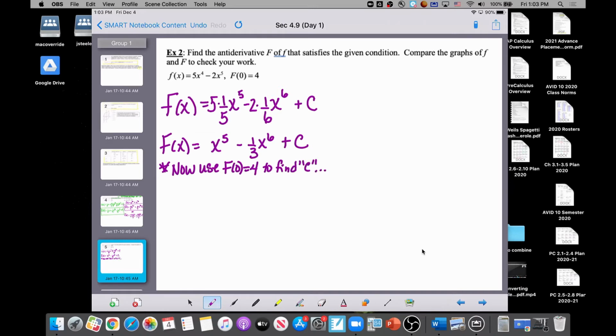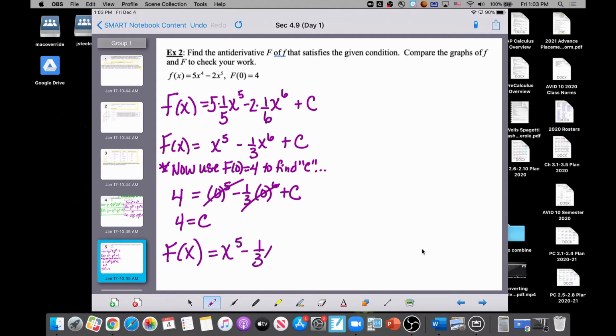To find our c value, we plug in 0 for x. So 0 to the 5th minus 1/3 times 0 to the 6th plus c is equal to 4. Well, anything to the 0 power is 0, so this term cancels and this term cancels, and we find out that our c value is 4. So that tells us that our exact antiderivative is x to the 5th minus 1/3 x to the 6th plus 4.